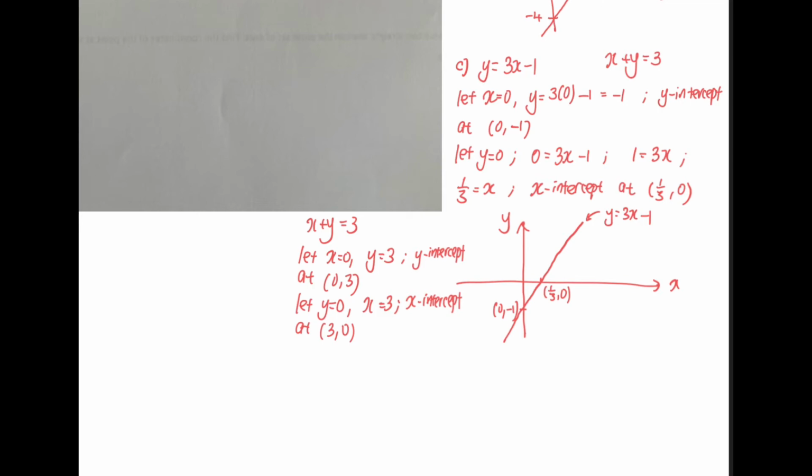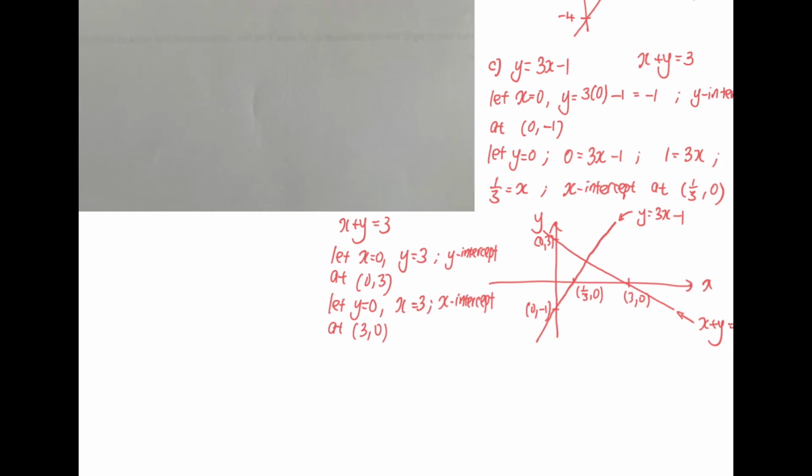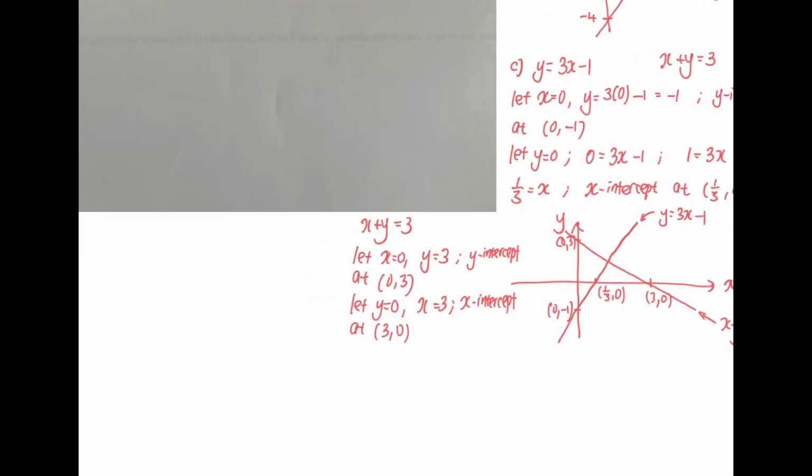0, 3, somewhere around here. And then 3, 0, somewhere around here. Then we draw a straight line. Then this is x plus y equal to 3. So that is how we do it. We put the two straight lines on the same axis, so it looks like that. They intersect. Okay, so this question is settled.